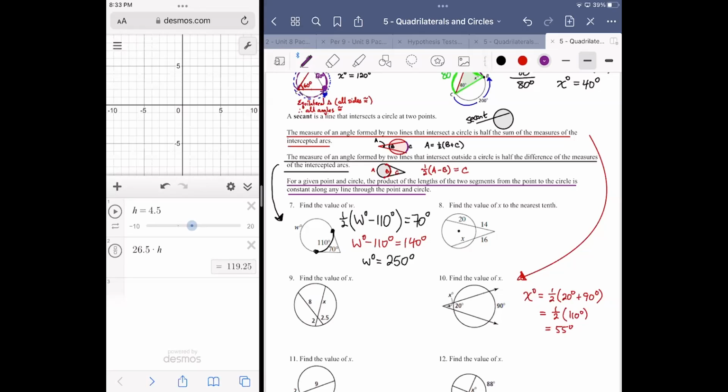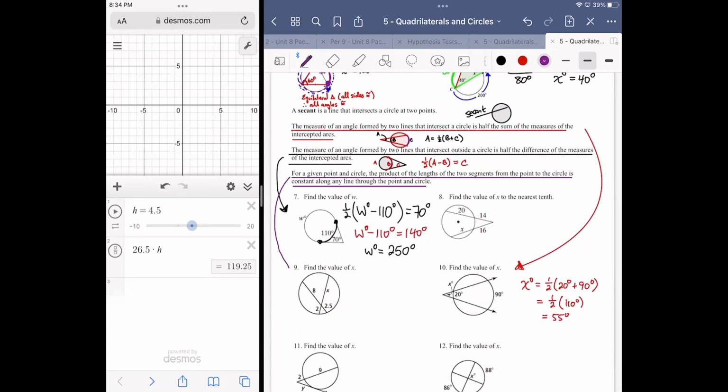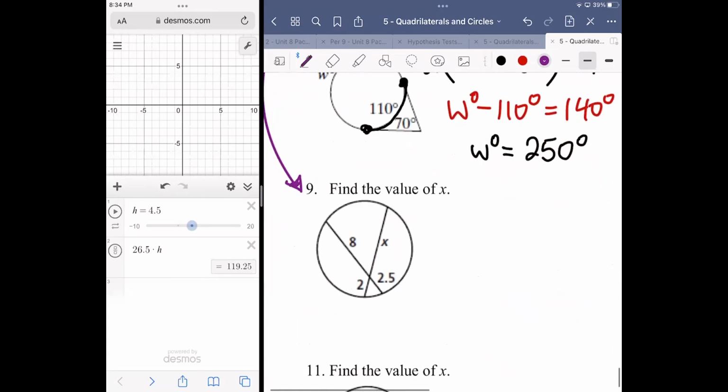Right. So it's talking about a proportional relationship. So this would be consistent with number 9. So each one of these line segments is broken up into pieces based off the intersection. So what this is telling us is that if we take the 8 and multiply it by the 2.5 and set that equal to the x multiplied by the 2, we'll be able to solve for the x. Okay. So 8 times 2.5 is 20. You get 2x. So x is going to be equal to 10.